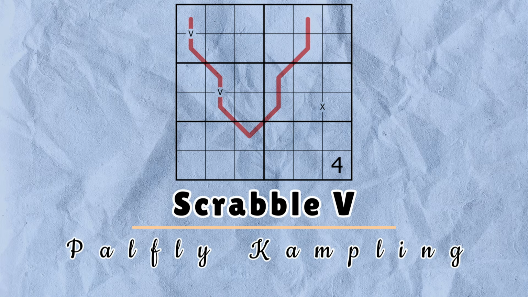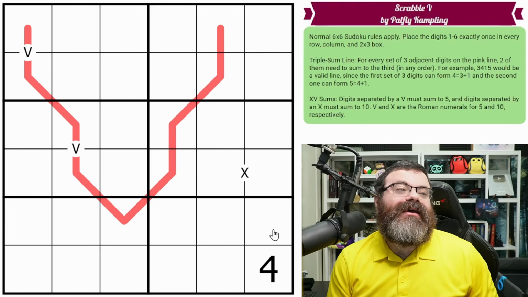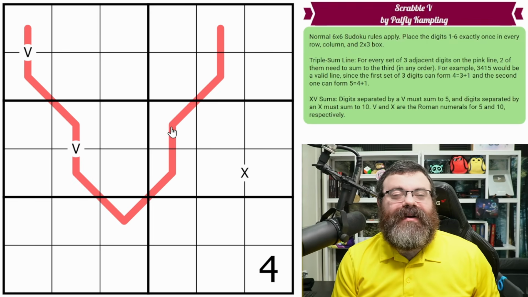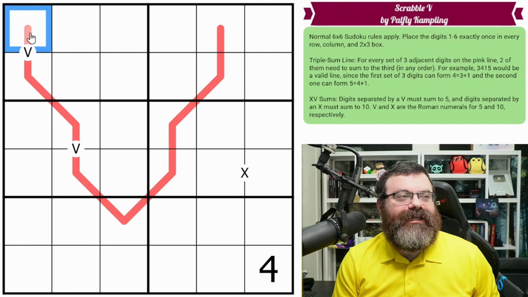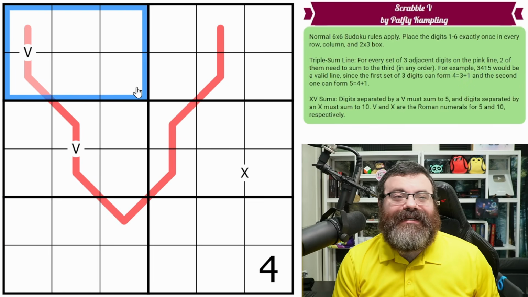Hello, let's continue our Sudoku adventure with Scrabble V by Palfly Kampling. We're reaching the end of the alphabet here. So we have normal 6x6 Sudoku rules. In each row, each column, and each 2x3 box, we are placing the digits 1 to 6 exactly once each.